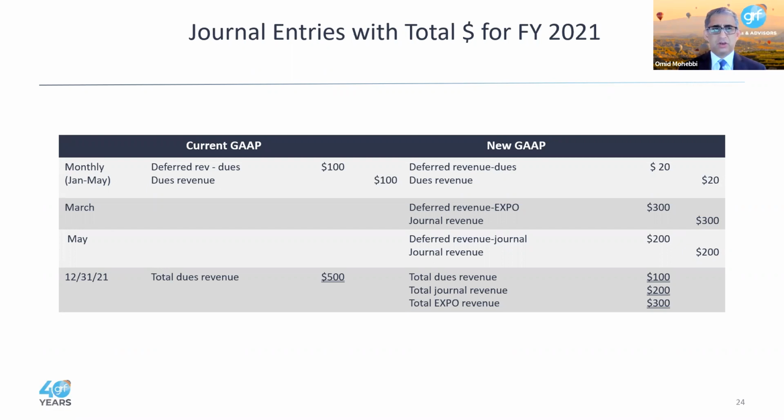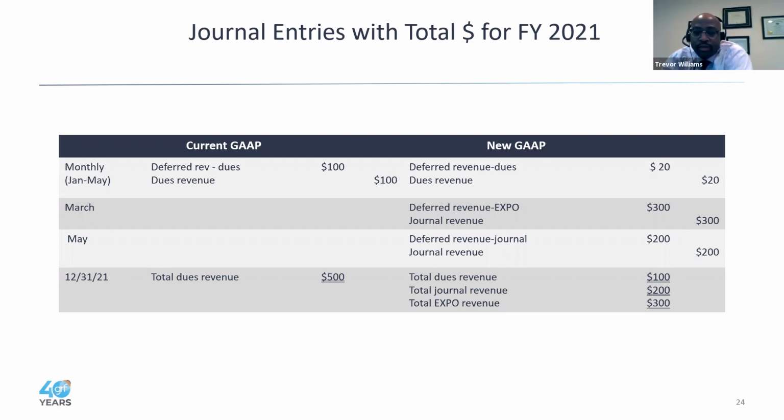basis. So at the end of FY 21, for that particular membership we were speaking about, we have recognized the additional dues revenue of $500, and the deferred revenue relating to that particular dues item has reduced to zero. So the remaining dues revenue is recognized in FY 21. And now Trevor's going to talk about the new GAAP treatment.